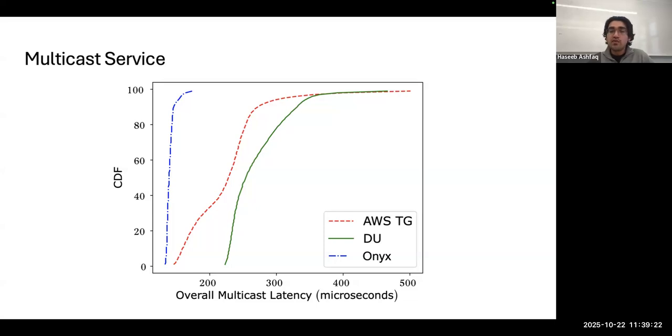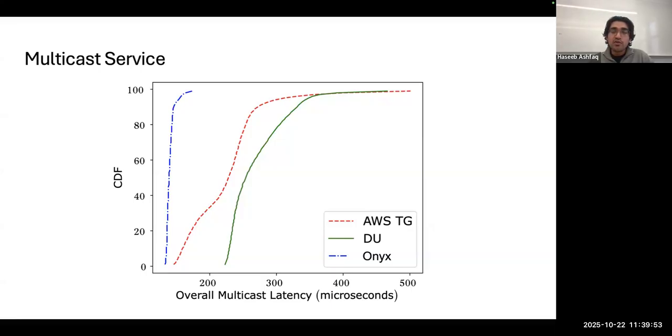AWS Transit Gateway based multicast is provided by AWS, but it's not really switch multicast. It's also overlay multicast, where the sender just sends the message to a transit gateway, and the transit gateway tries to efficiently replicate it and send to all the receivers. You can configure all the IGMP groups in this transit gateway. We end up doing better than both AWS Transit Gateway and the direct unicast approach.